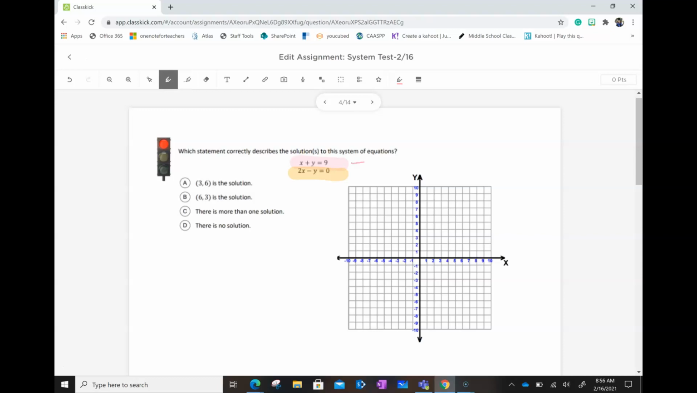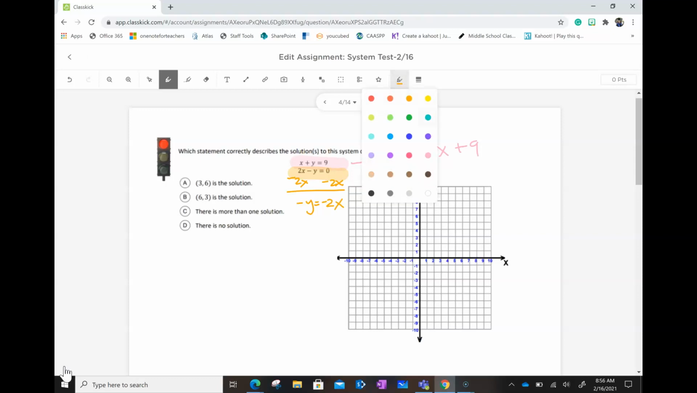And so, for example, if I rewrite this to slope-intercept form, it's going to be y equals negative x plus 9. What I did was I just subtract x on both sides because I'm moving it over. And then the second one would have been, if I did this correctly, minus 2x minus 2x, it will be negative y equals negative 2x. I'm going to leave the 0 with 0.